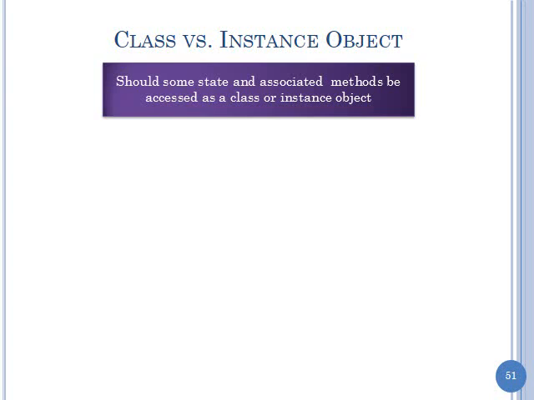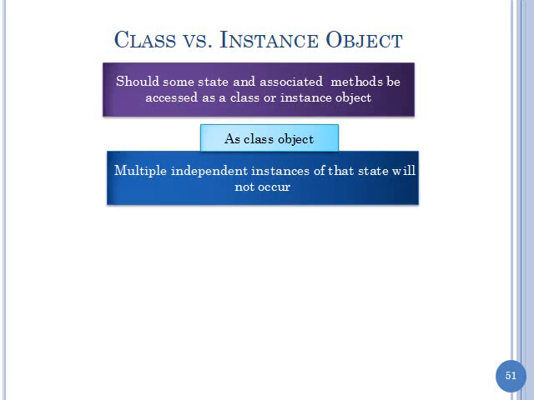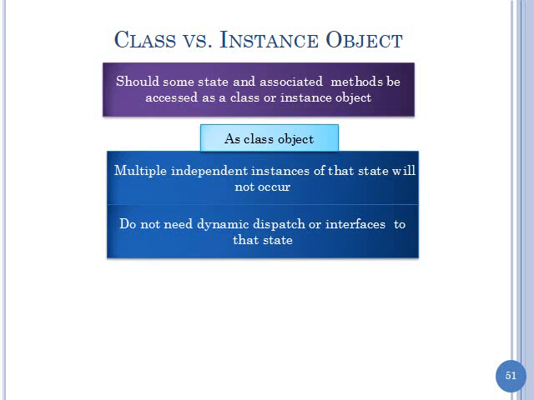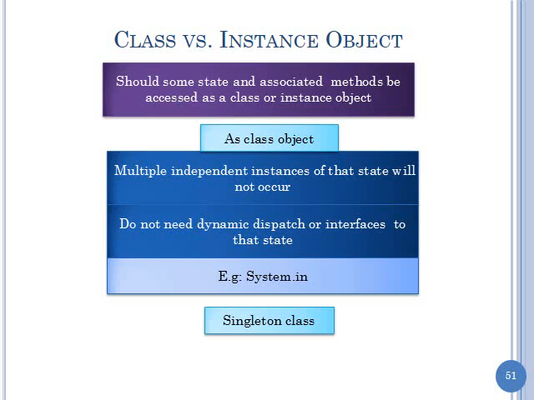So when you want multiple copies of that thing, okay? If you want multiple independent instances of that state, then you can make a class object. If you don't want multiple, then you make it class. And you do not need interfaces or dynamic dispatch. So System.in is an example. Okay, there's only one input stream. You're not going to have multiple input streams. There's only one console. So you're going to make that a class state.